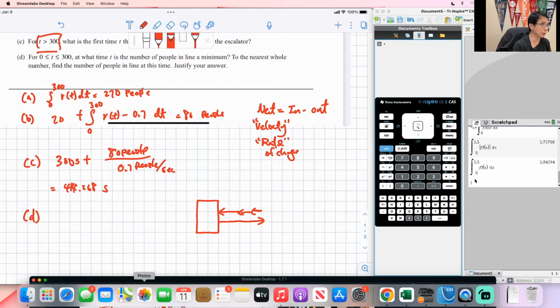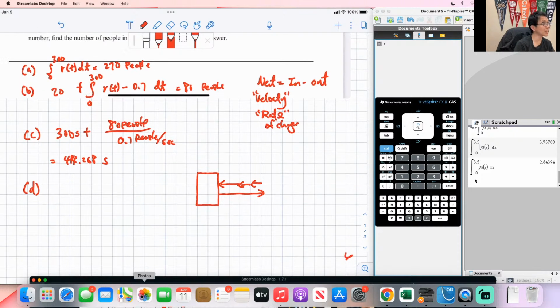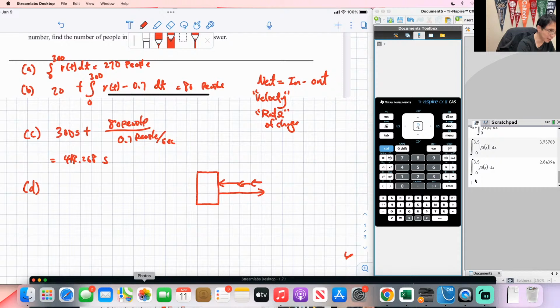Okay, so we're going to look at the question. Remember, velocity is like a rate, right? So we can set the net equal to 0. Why is the net zero? In equals out. That's the same situation. So in minus out is equal to 0. That means R of t minus 0.7 is equal to 0. This is the point where they reach a minimum or maximum. This has to be true: the rate has to equal 0.